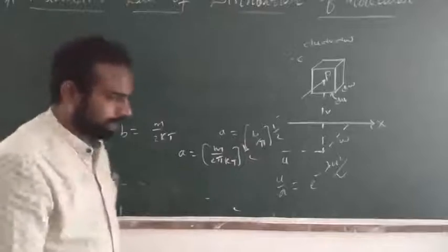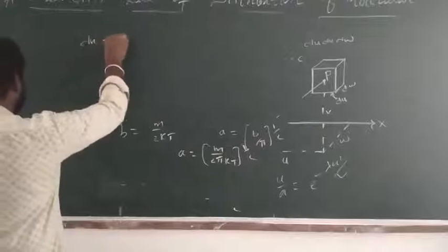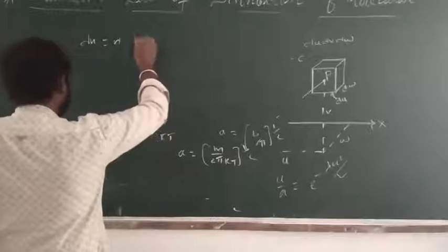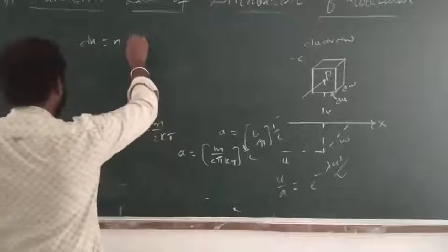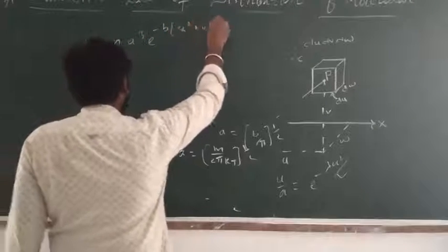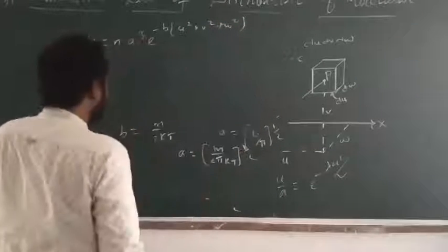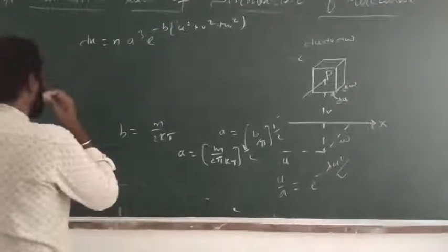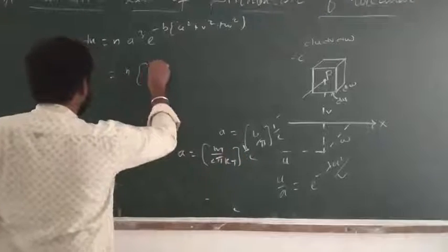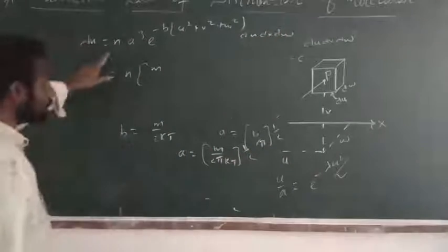Now substitute. Substituting these values, we will get the dN value. dN is equal to n into f of u, f of v, f of w. We got how much? a cube into e power minus b (u square plus v square plus w square) into du dv dw. But how much do we have for the a cube value here? Just substitute that value here.